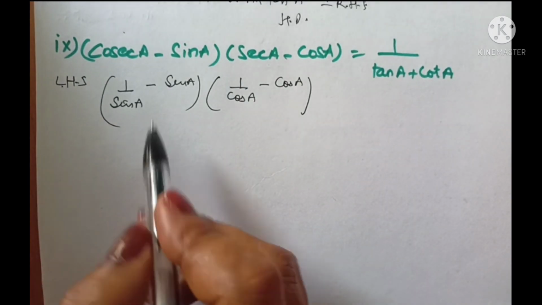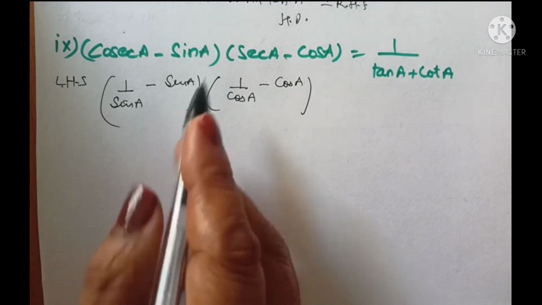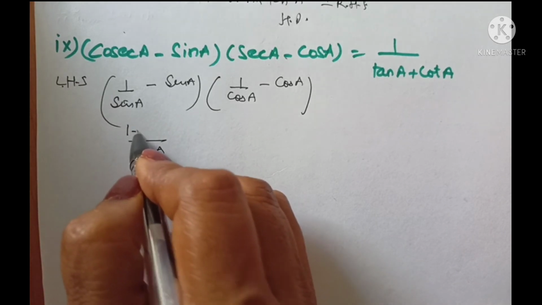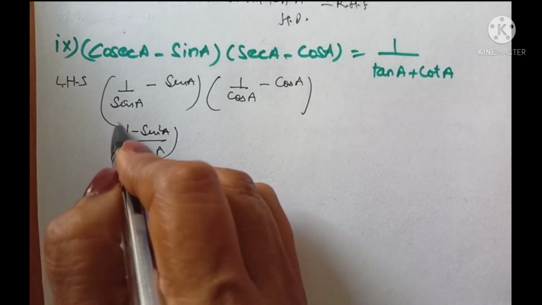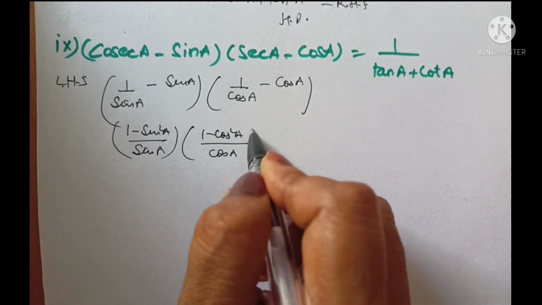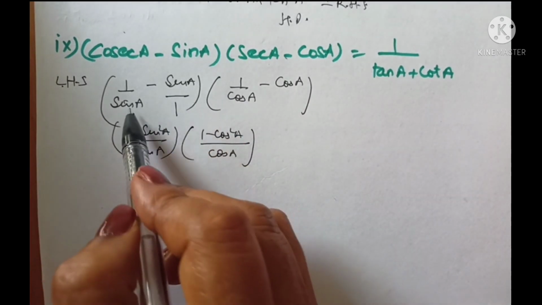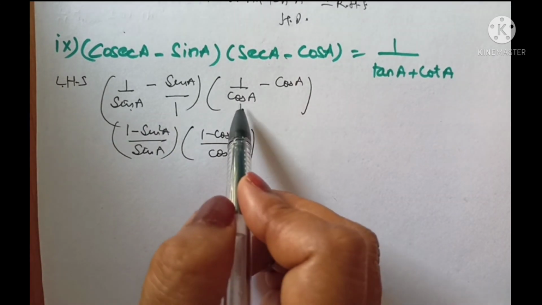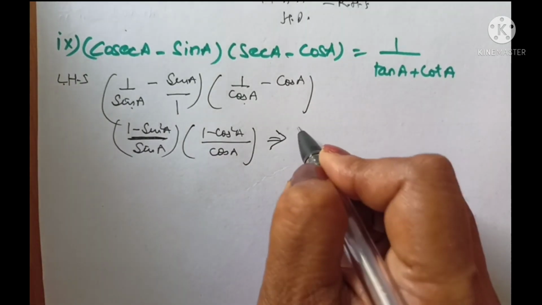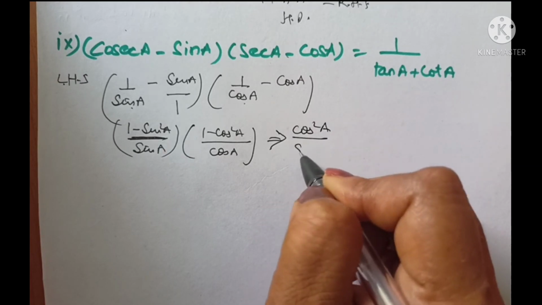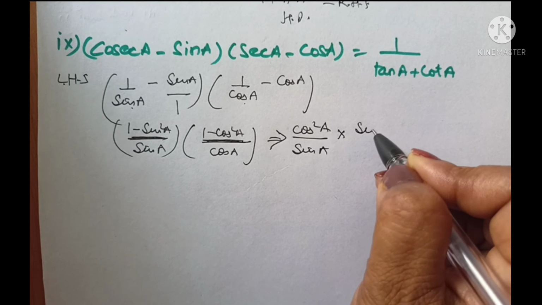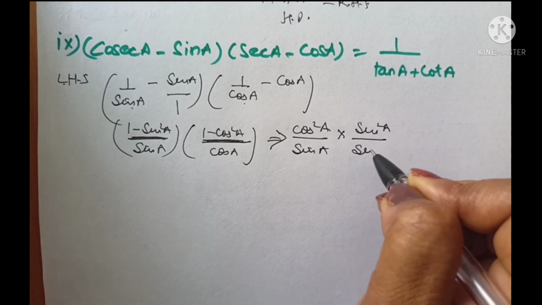Now the second step comes from the first step only. So just take LCM. Sine A is LCM. I get 1 minus sine square A. Cos A is LCM. 1 minus cos square A. How? Because here is 1. So this will be multiplied with this. This will be multiplied with this. So this gives you 1 minus sine square A, which is equal to what? Cos square A. Denominator as it is. 1 minus cos square A is what? Sine square A. Denominator as it is.